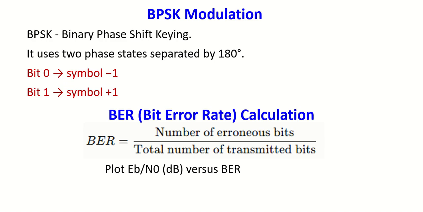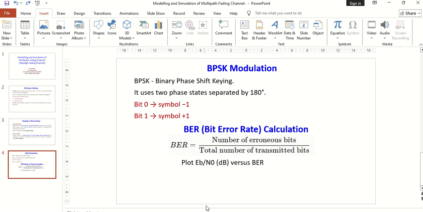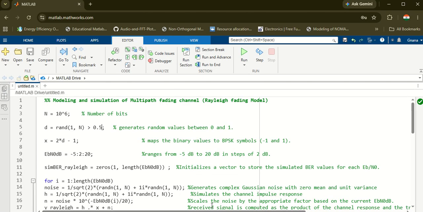That is, it uses two phase states that are separated by 180 degrees. And here we are going to calculate the bit error rate by using the formula: number of error bits to the total number of transmitted bits. So the ratio between the two gives the bit error rate, BER. And then after calculating the BER, I am going to plot this BER with respect to Eb/N0 value, that is bit energy to the noise power spectral density value N0, in decibels. So now I am going to simulate this using Matlab.